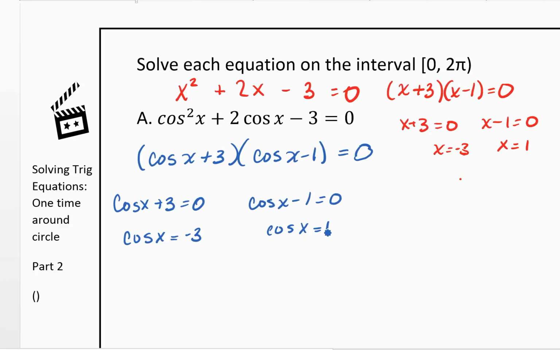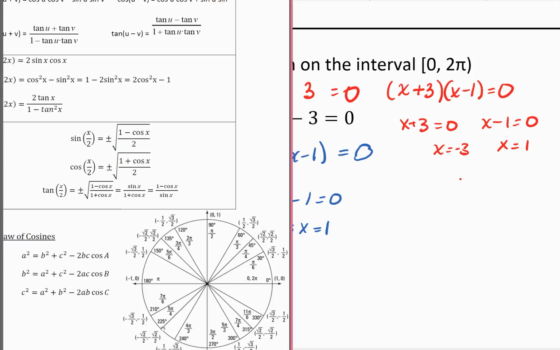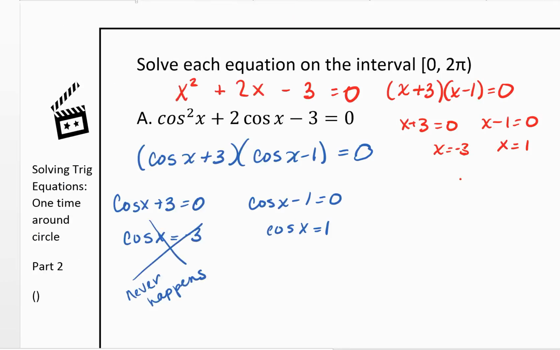Now this first piece is pretty easy. If we look at cosine of x equaling negative 3, well that never happens because we know the biggest cosine can get is 1 and the smallest it can get is negative 1. So that part never happens. Well, if we look at cosine of x equals 1, we would look at our unit circle, one time around, we want the x value where it's equal to 1, so that would just be at 0. Okay, so the only solution we get here is that x equals 0.